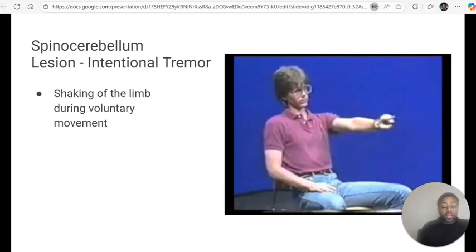All right, intentional tremor. That is shakiness of the limb during voluntary movement. So, whenever they're moving their arms for functional engagement, you would see this tremor occurring, but you would not see this tremor at rest.